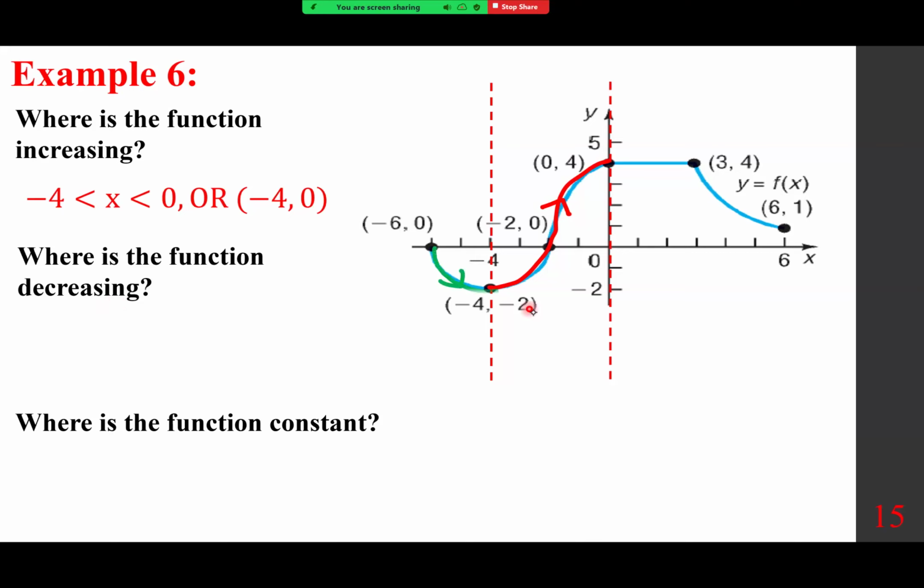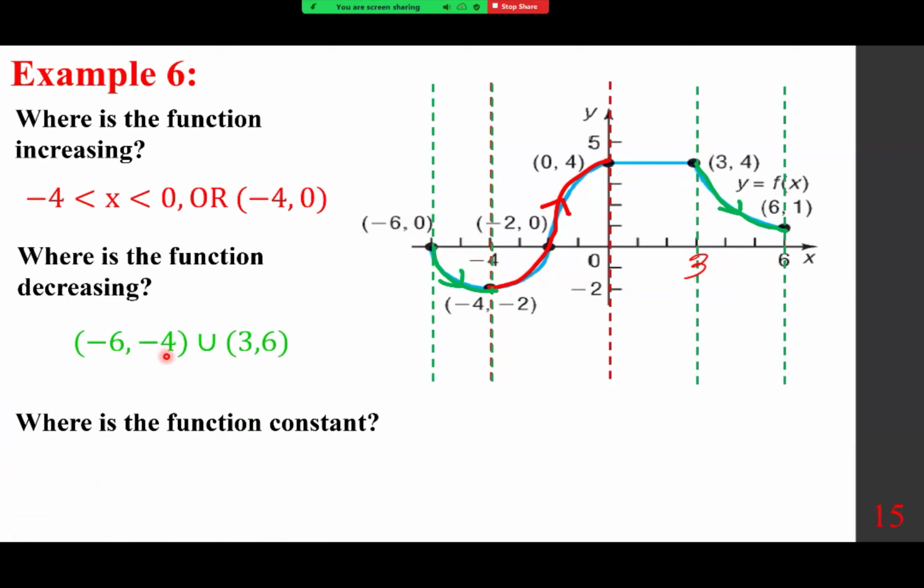The function is decreasing here, and it's decreasing here. Therefore, it's decreasing from -6 to -4, union 3 to 6, along the x-axis. Where is the function constant? Right here, up here. So it's from here to here along the x-axis, from 0 to 3.